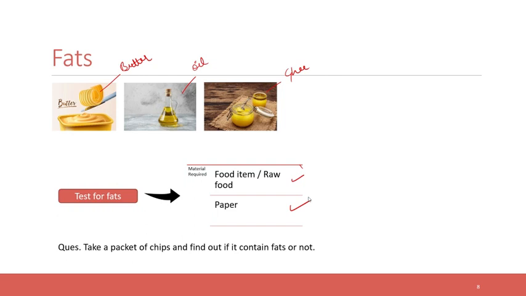Now, you will observe some oily spots on the paper. These oily spots show that the food item contains fat. The test is positive and the item contains fat. So we are sure that chips contain fat. You can even do this test again with your favorite packet of chips and let me know if it contains fat or not. Okay? Got it?